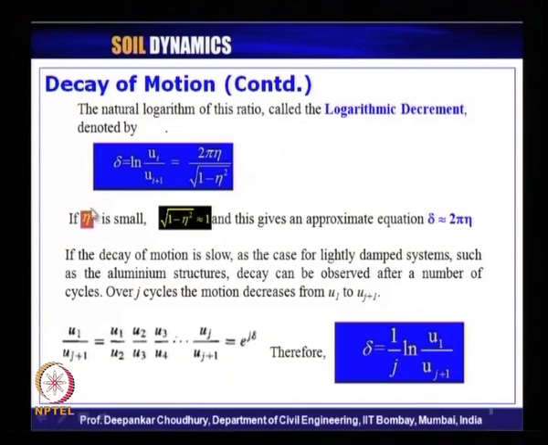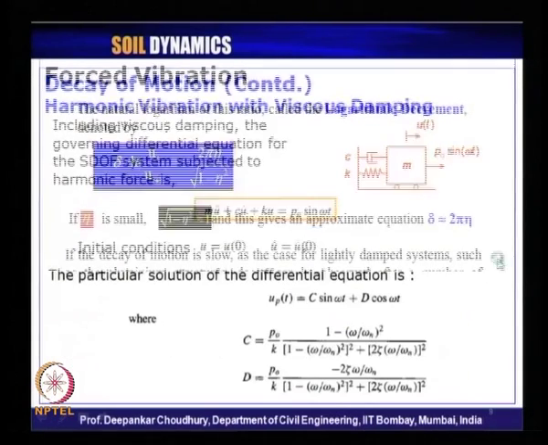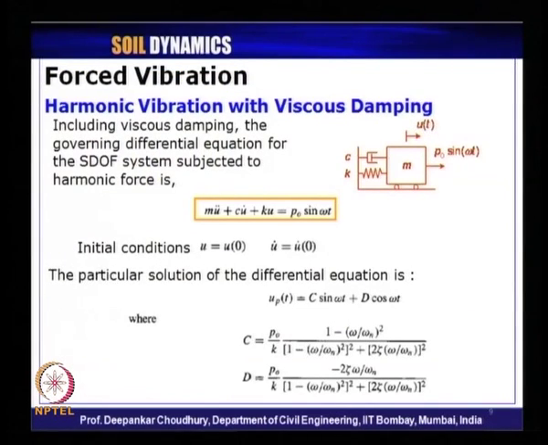And if the value of eta is very small, suppose for aluminum structures like we have discussed, that has a typical damping ratio range of about 0.1% to 1%. For those types of problems, the square root term will be almost equal to 1. So, we can approximate that delta is approximately equal to 2 pi eta when eta is pretty small. Let me come to the next topic of our discussion, forced vibration.